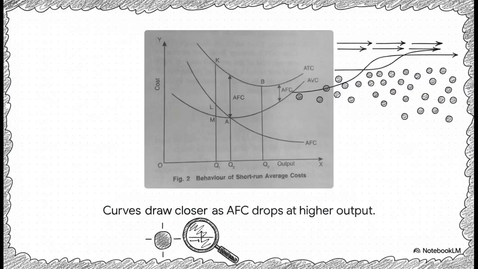And as you trace those lines to the right, heading toward higher levels of output, you can visibly see it happening. The ATC curve steadily drops down closer and closer to the AVC curve. Because that fixed overhead is continually diluted across a mountain of products, its influence basically shrinks. The gap between total cost per unit and variable cost per unit naturally tightens up.